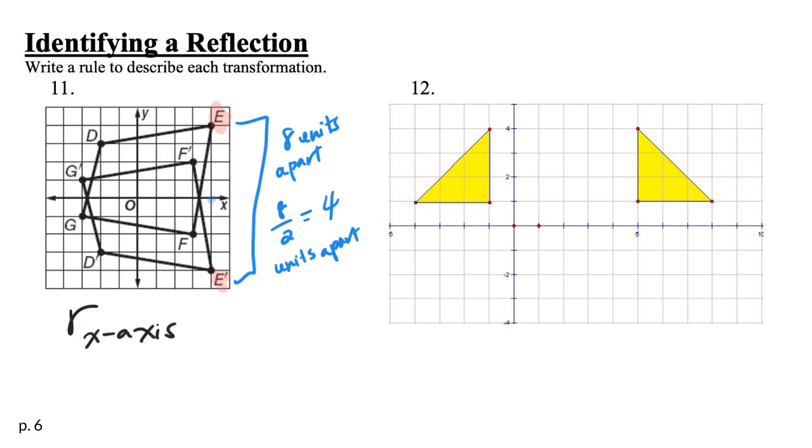So let me just highlight those, focusing on this point and this point. And I want to see the distance between these two. So I'm going to count 1, 2, 3, 4, 5, 6. They're 6 units apart from each other, so let me just label that.